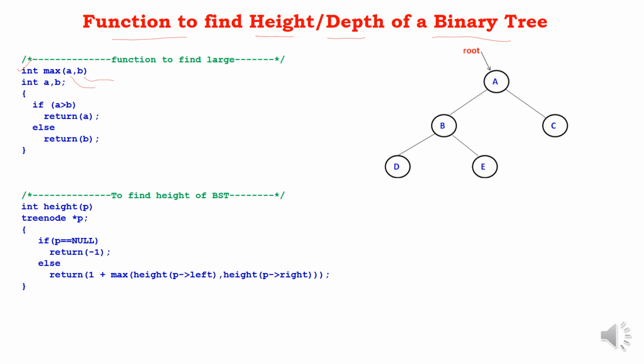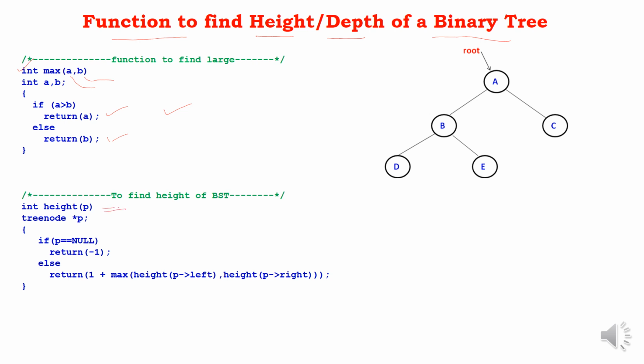If A is greater than B, that is height of left subtree is greater than right subtree, return A, height of left subtree. If it is less than B, then it returns height of right subtree. So anyway, this returns you largest value. To find largest of two integers, the maximum function returns largest value. So using this, we are going to find height of binary tree using a recursive function.